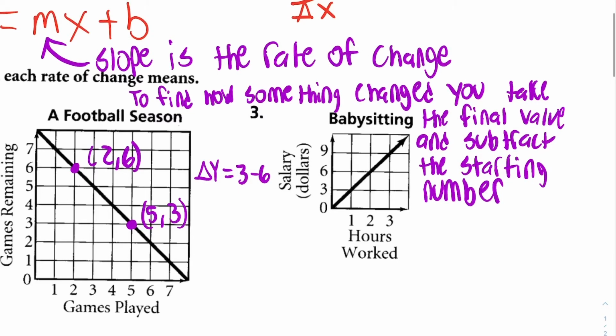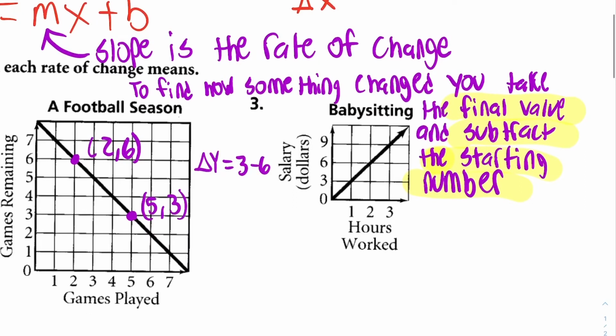Whenever you're finding how something changes, all you ever do is start with the final number and subtract the starting number. To find change, you take the final number and subtract the starting number. If today you had $20 and yesterday you only had $5, to find the change between those, you would do $20 today minus $5 yesterday, which means you gained $15 over the night somehow. Maybe you lost a tooth or something.